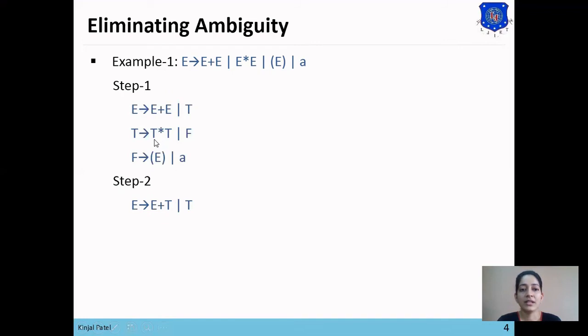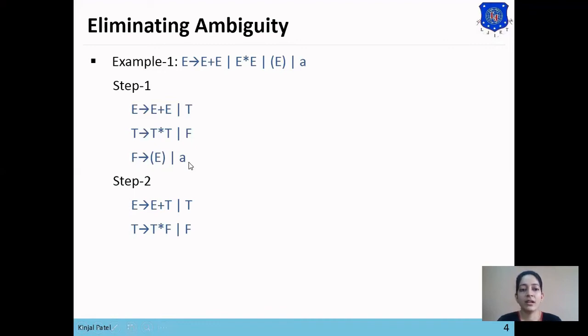Now the next level is for star. Star is also a left associative operator, so we will block the right side of the star. Here you can see that T produces T star F or F. So here we have blocked the right side. So we can derive star from the left side only. We cannot derive star from the right side, as F has the production brackets or terminal symbol.